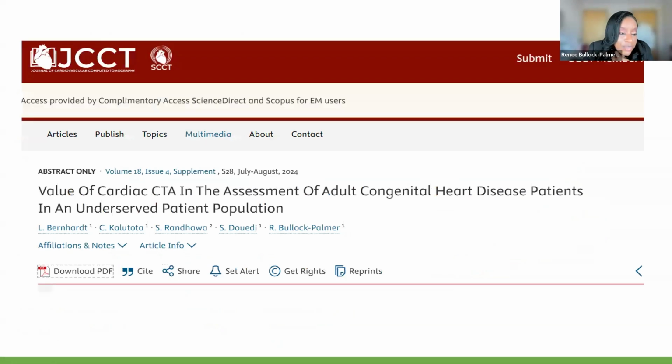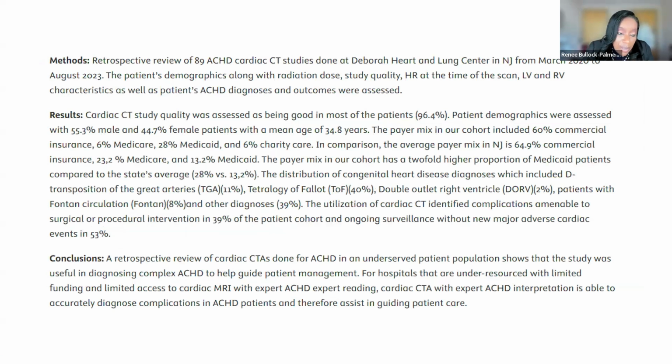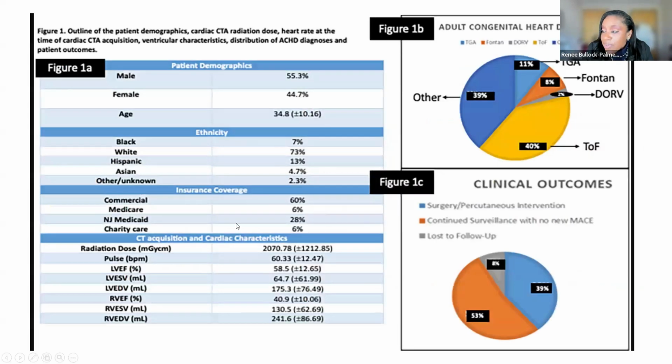And this was an abstract that we presented at last year's SCCT meeting, where, within our population here at the board, we looked at the congenital CT cases that we were doing. A lot of these patients are, unfortunately, underinsured, and we have a healthy mix of various ethnicities that presented to us. Hispanic 13%. A lot of these patients were on Medicaid or charity care, higher than the state average. A little bit more males than females.